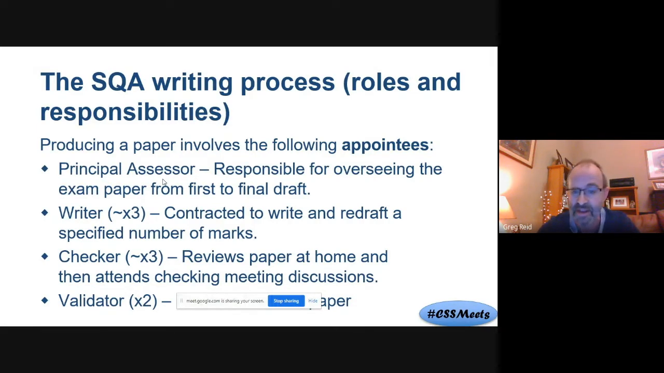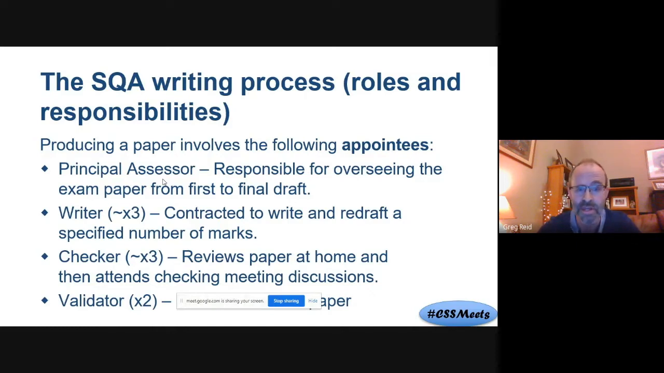We all have 3 writers, so every exam we put together 3 people, and they get told which section they're going to write and the number of marks that they've got to produce, and it's expected that when they come to the first meeting they will have a first draft ready.